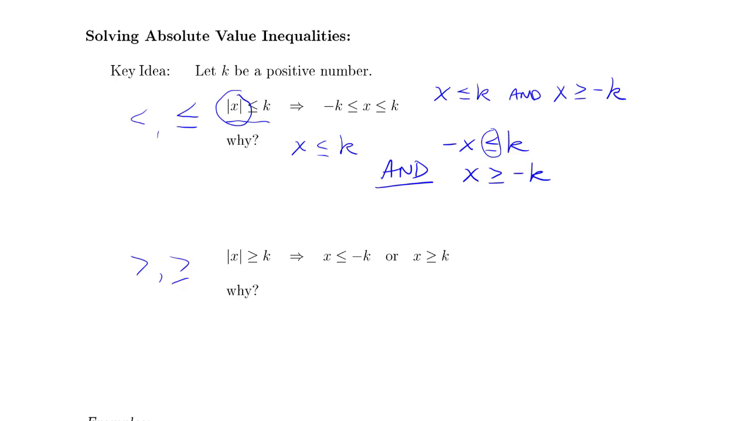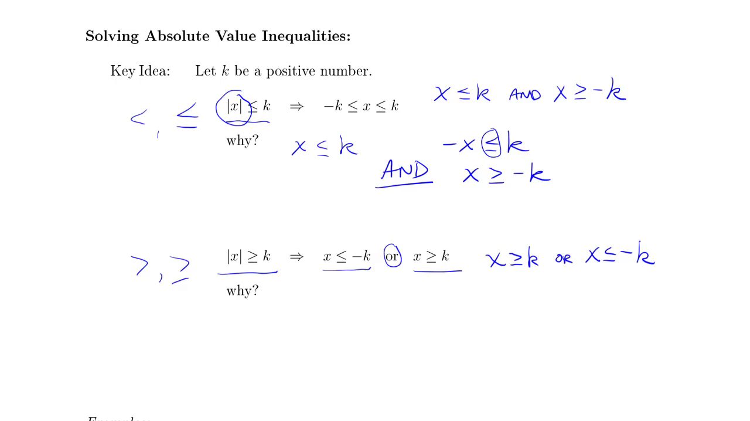So if we have the greater than or equal case, then what we're going to actually say is that x is less than or equal to negative k, or x is greater than or equal to k. Most of the time I'll probably do it the other way around: x greater than or equal to k, or x less than or equal to negative k.